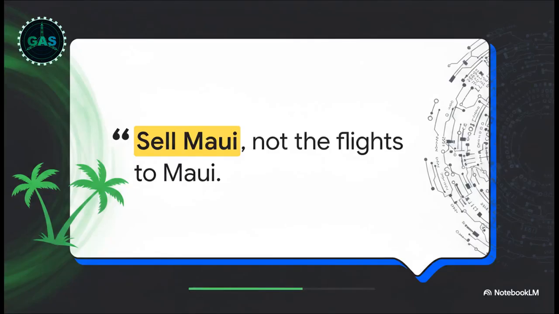This brings us to one of the most fundamental rules of business communication. Sell Maui, not the flights to Maui. Stop boring your prospects with the complicated processes of how you do what you do. Instead, prompt the AI to aggressively sell the destination. Sell that lucrative, stress-free outcome your client desperately desires.